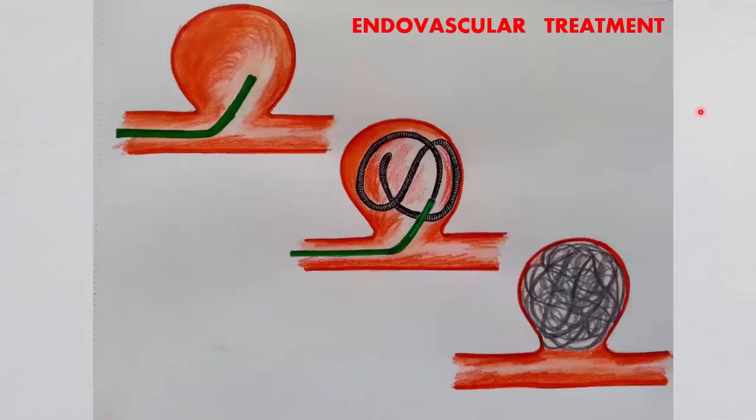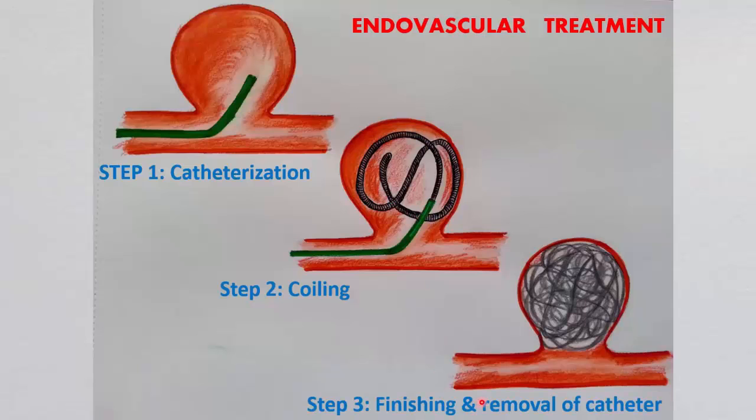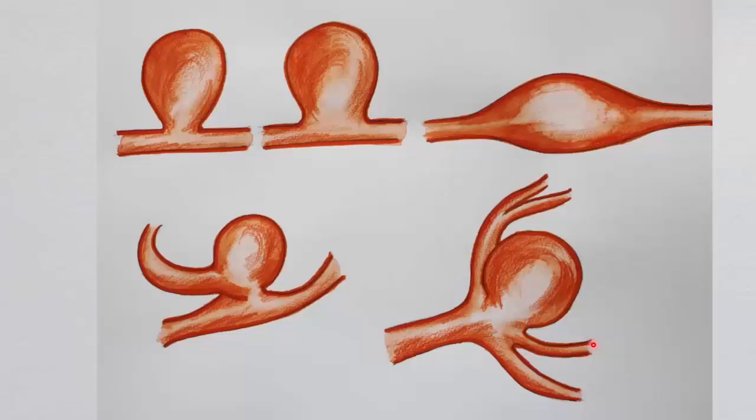Endovascular treatment. The endovascular treatment in its simplest form is a three-step procedure. The first step is catheterization, placing the catheter inside the aneurysm. Second step is coiling, where the soft coil is placed inside the aneurysm. And third step is finishing and detaching the coil and removing the catheter.